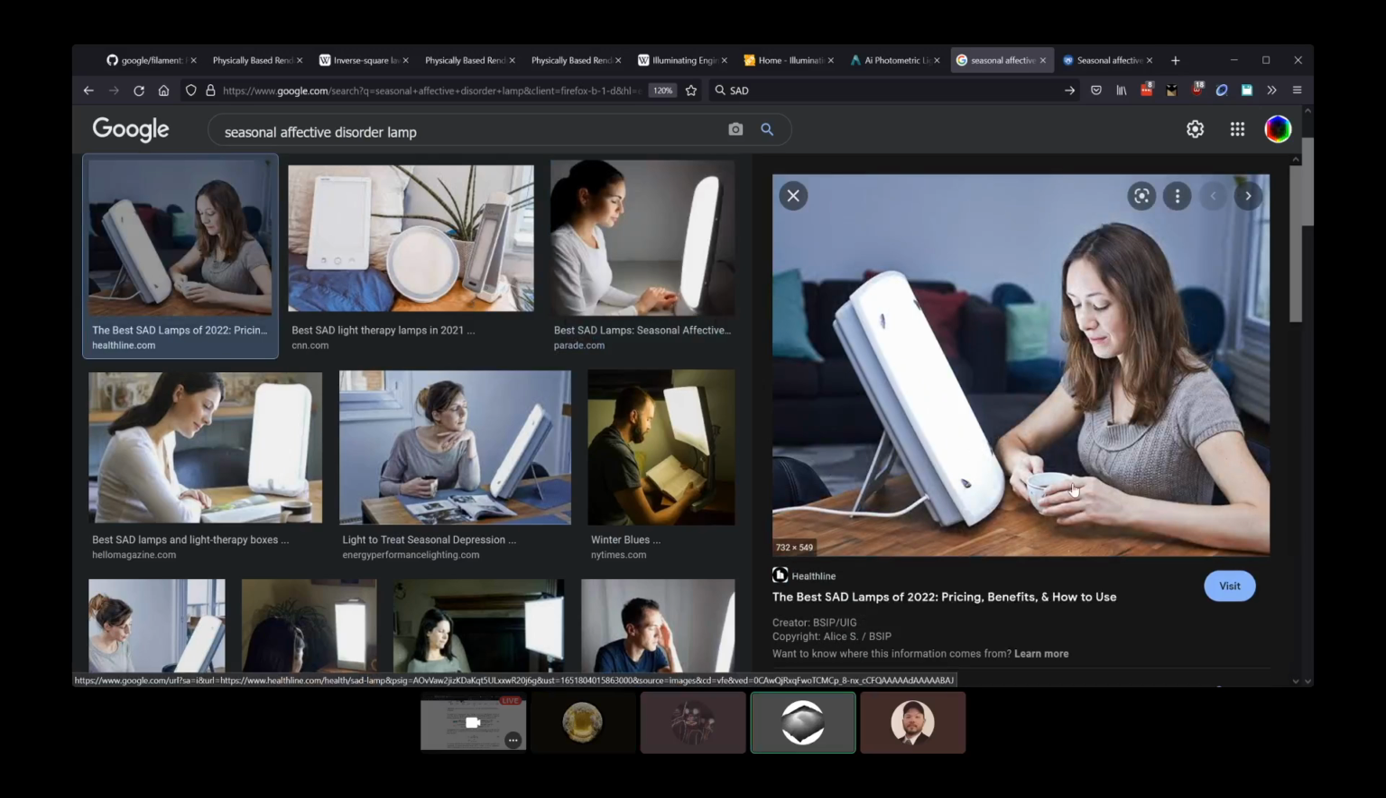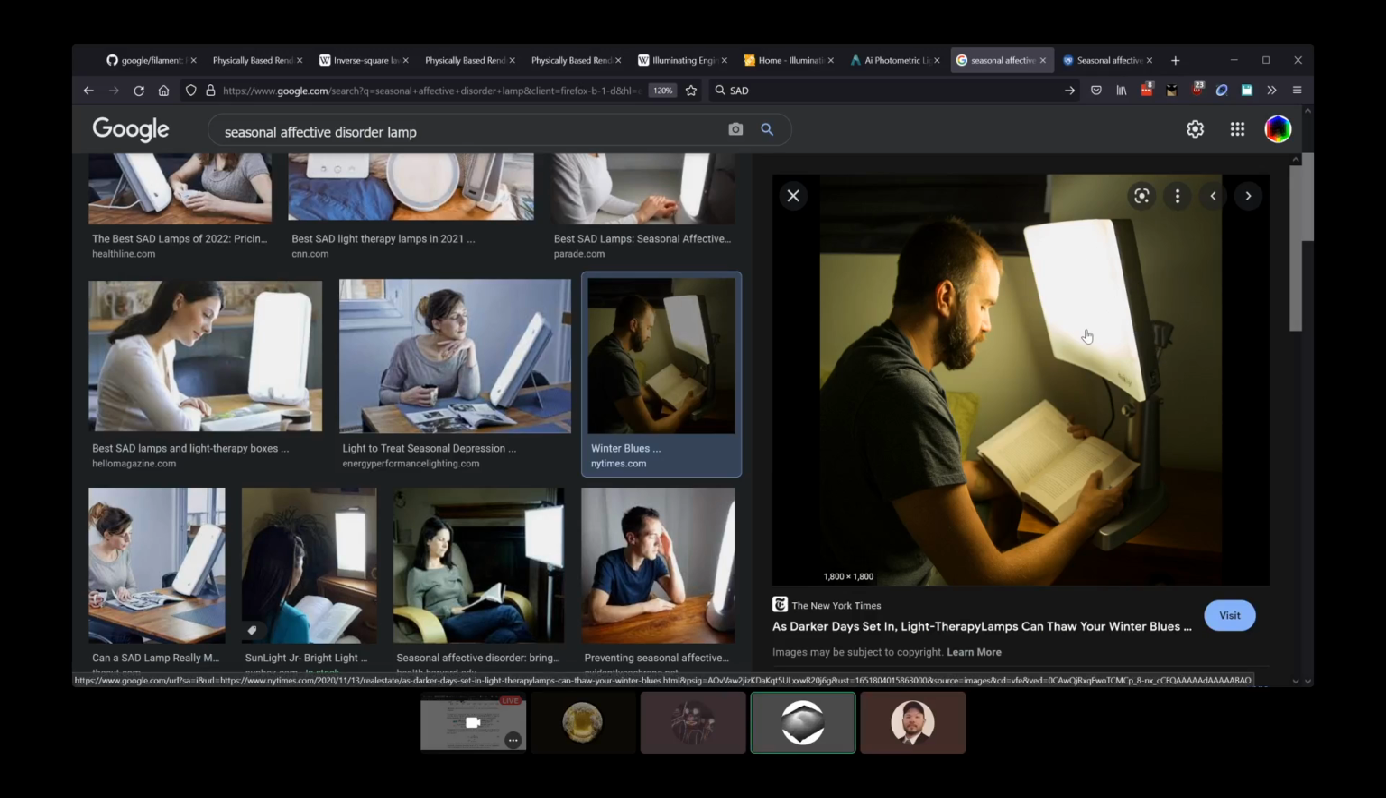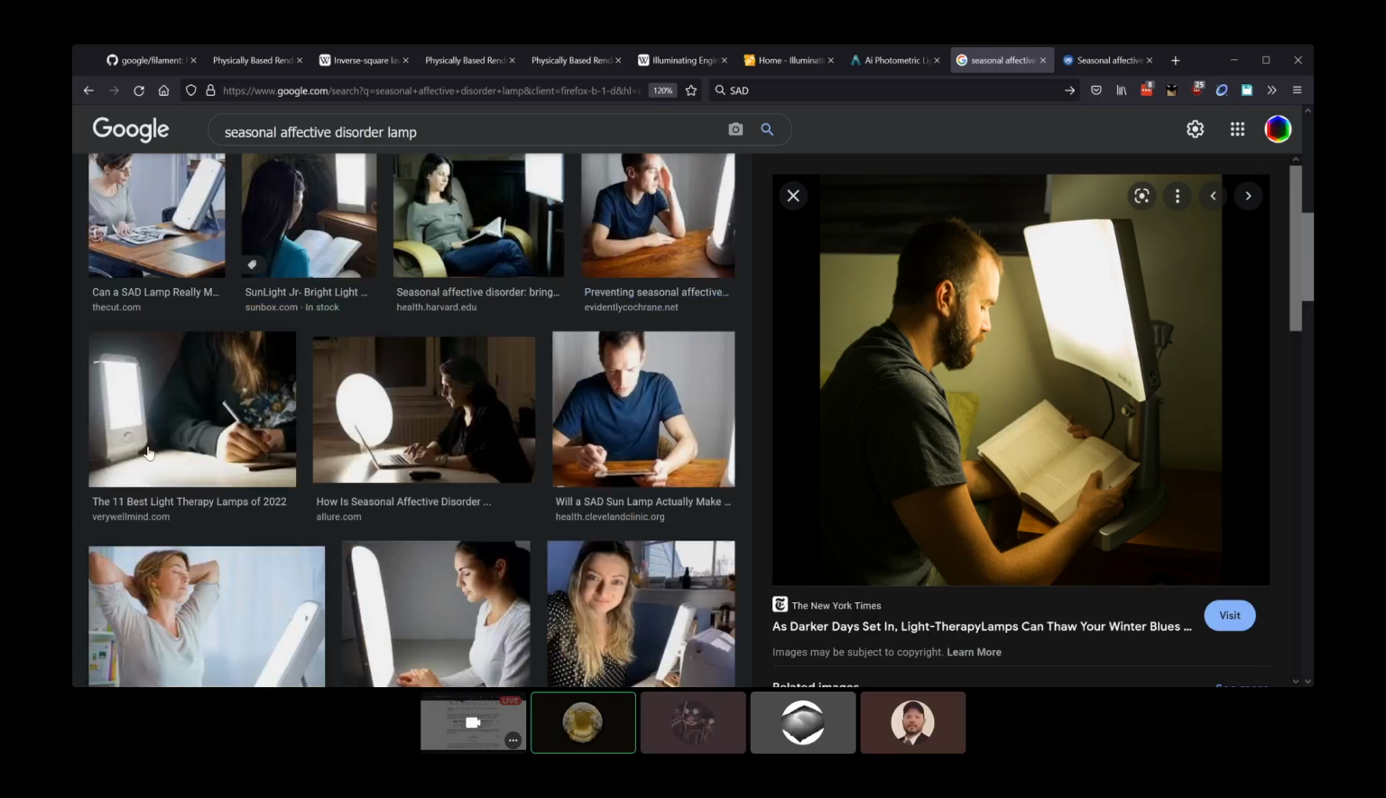You're supposed to use it in the morning, and you basically sit next to it. You don't look in it. But this is the one my mom had at one point, and I'm like, that's not bright enough. That's not like the sun. It should be blowing your retinas out.